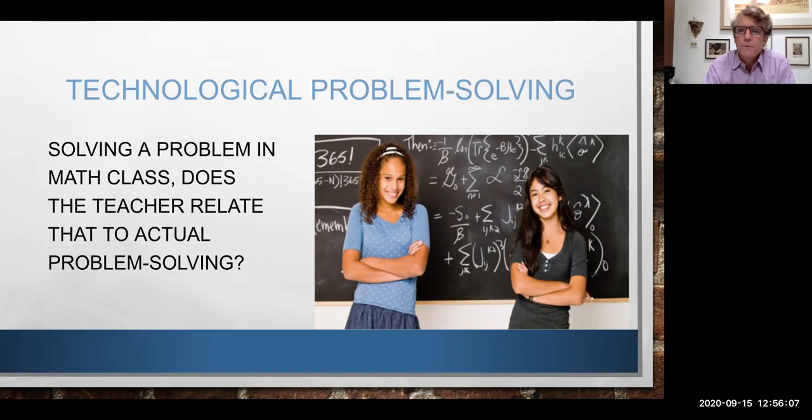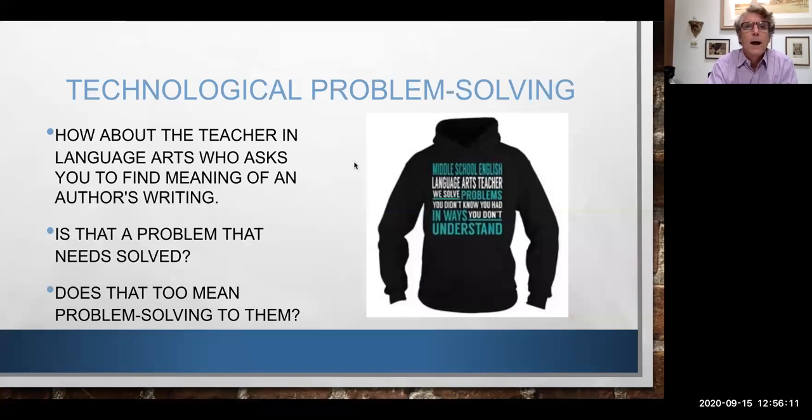A lot of times the problems that we do in school, like I think this next one, how about the teacher in language arts who asks you to find some meaning of an author's writing? Is that a problem that needs to be solved? Does that too mean problem solving to them, to the teacher? What do you think about that?